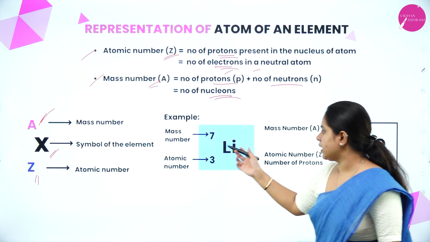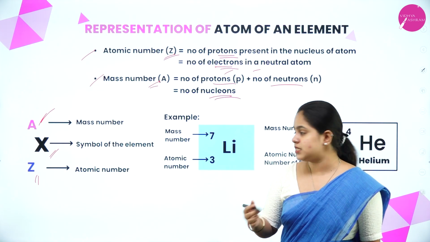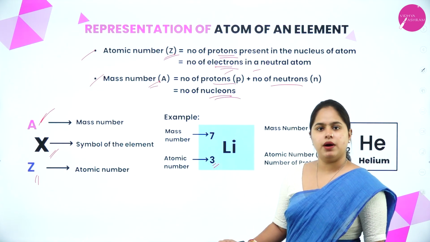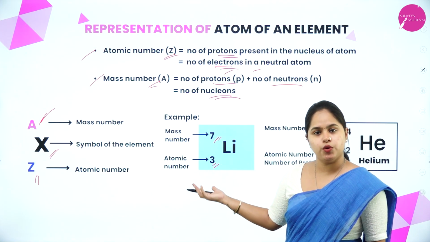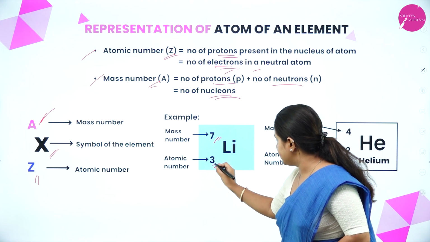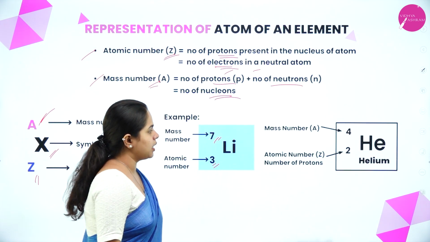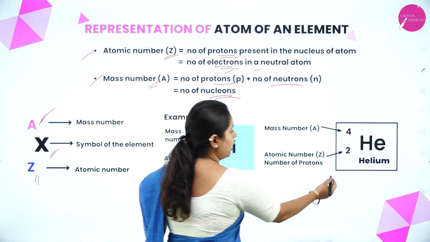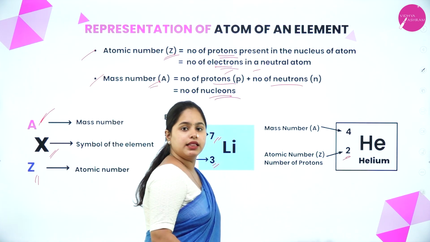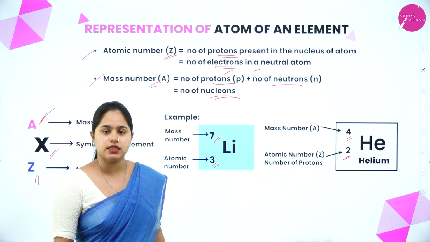Clear? So we can take an example here. Lithium. You know that the atomic number of lithium is 3, and the mass number is 7. So this is how you represent this element. The symbol of lithium is Li, then you write the atomic number here and the mass number here. You can also see the example of helium here. The atomic number of helium is 2 and the mass number is 4. I hope you understood how you can represent the elements.